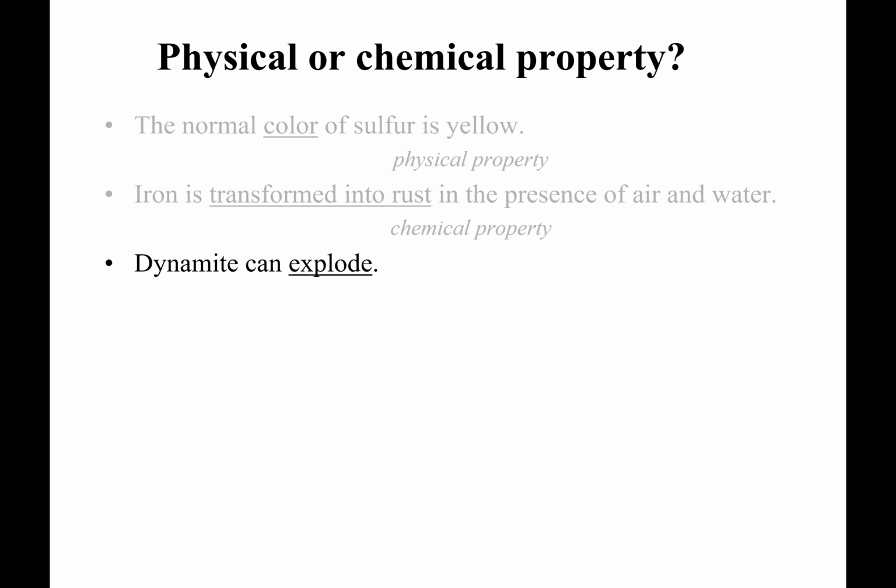Dynamite can explode. Here's an example: after that dynamite explodes, can I take all the things that made that stick of dynamite back? It's like Humpty Dumpty. Can I put it back together? And the answer is no. Chemical changes have occurred. So that's an example of a chemical property.